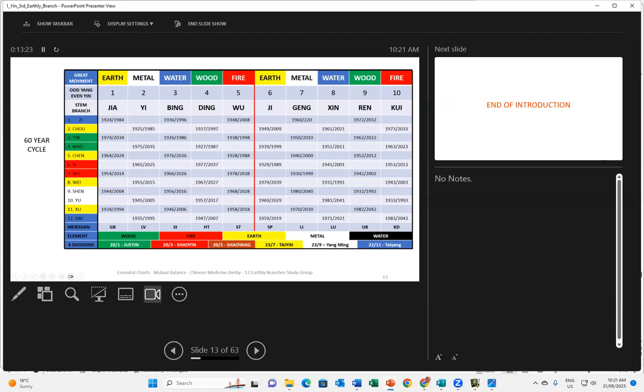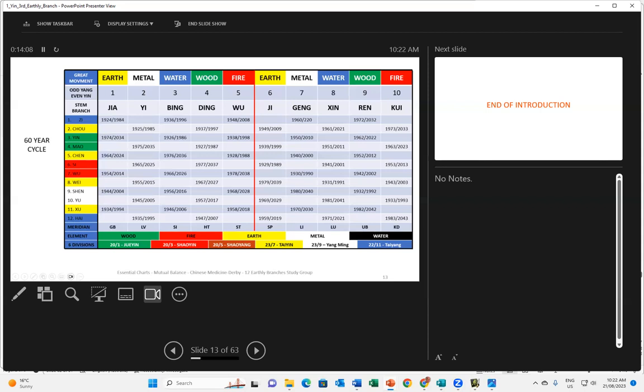So the odd number of branches, 1, 3, 5, 7, 9, 11, are considered yang, and even numbers are yin, and they match with the yin-yang qualities of the stems as well. So we can see the earth number 1 is a yang or an active earth stem, and it combines with the yang branches. And same with the yin. Yin always combines with a yin branch, which means that in a yang year, it's usually an excess year, and a yin year is more of a deficiency or a passive year.